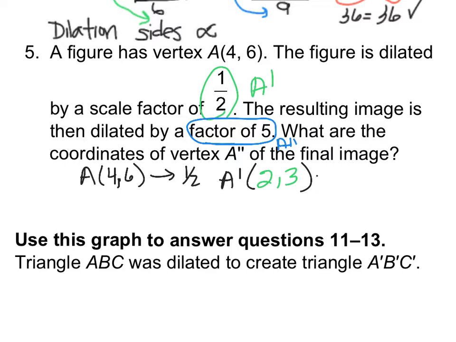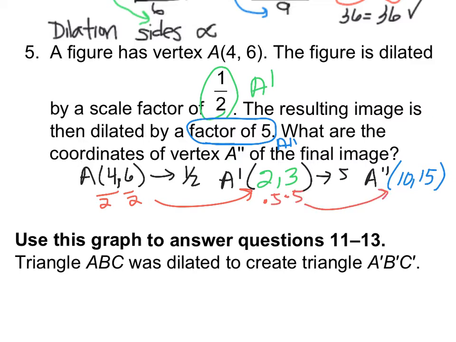Then we have a scale factor of 5. So that means A double prime is going to be multiplying those two numbers. So A double prime is going to be 10 and 15. Okay, if you're confused, then we're going to divide here by 2, and that's how we end up with those numbers. When we're done with those numbers, we're going to multiply each one by 5, and that's how I ended up with those numbers. So our answer for this problem is A double prime is at 10, 15.